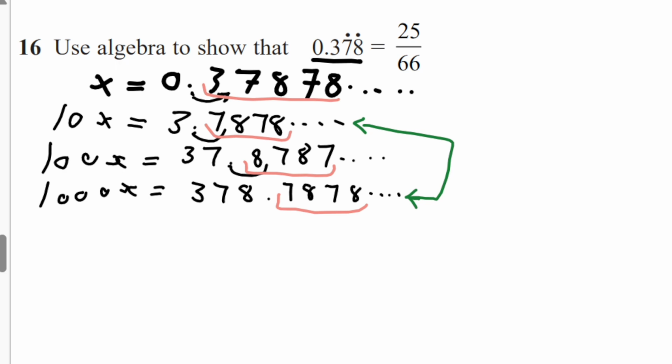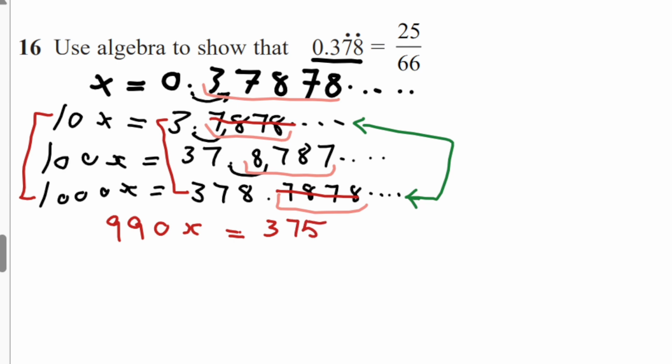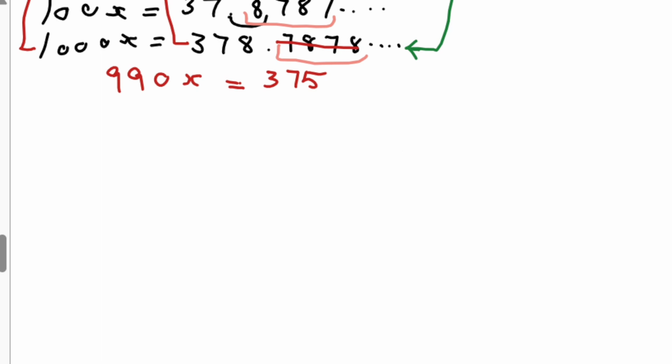In such case, you just subtract this minus this. So 1000 minus 10 is 990x is equal to, the decimal part cancels. 0.7878 minus 0.7878 will just cancel. And then 378 minus 3, what's 378 minus 3? Is 375, right? Very good. Up to this point, we did a lot of work, we did an amazing job.